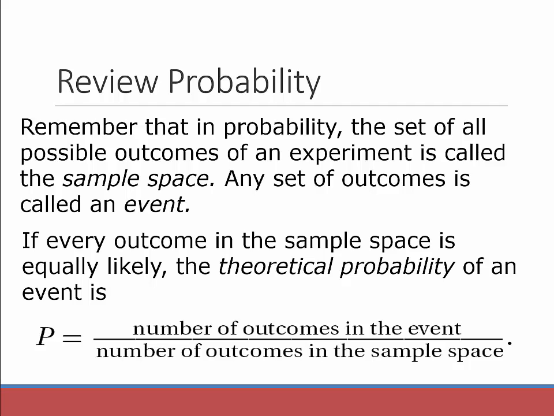So think back to when you learned probability. It's the set of all possible outcomes of an experiment, which is the sample space, divided by any outcomes, which is called the event. So if every outcome in the sample space is equally likely, the theoretical probability is the number of outcomes in the event divided by the number of outcomes in the sample space. And for everything that we're doing now, we're assuming that every outcome is equally likely. So it's not like a bullseye where you're trying to get into the center. You're just shooting your arrow and every single space is just as likely for you to hit.